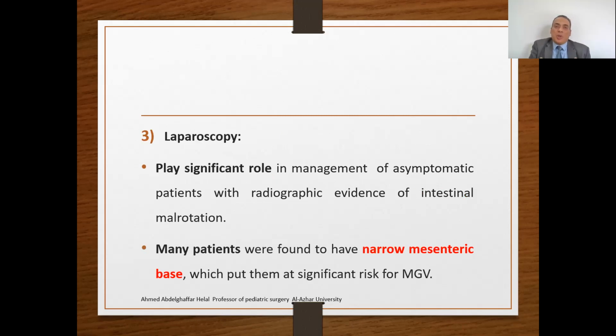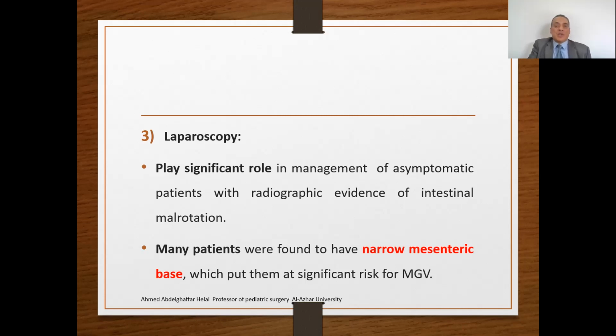The third important solution is laparoscopy. And actually, laparoscopy plays a significant role in the management of asymptomatic patients with radiological evidence of intestinal malrotation. Many patients were found to have a narrow mesenteric base, which puts them at significant risk for mid-gut volvulus.